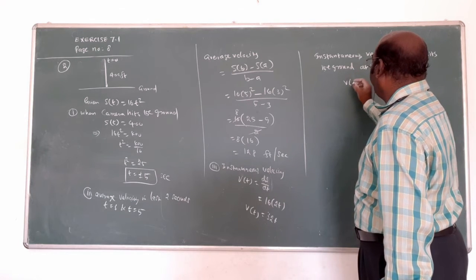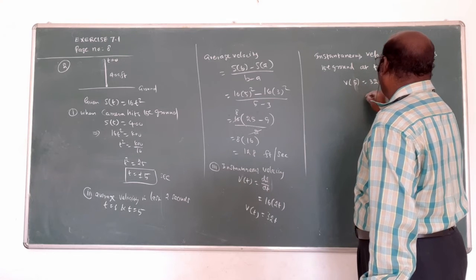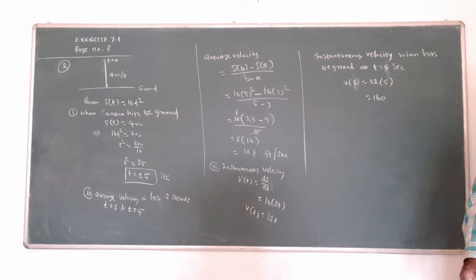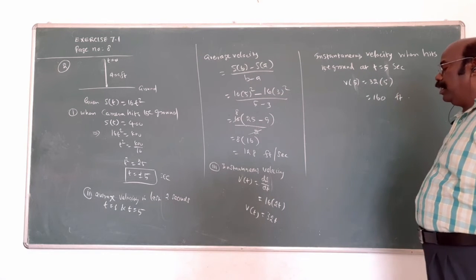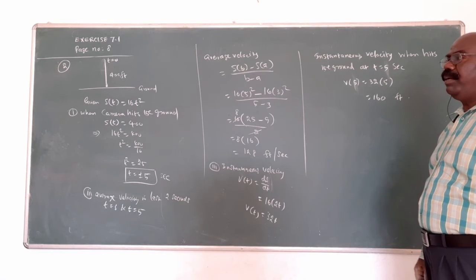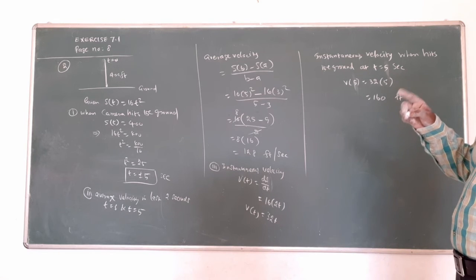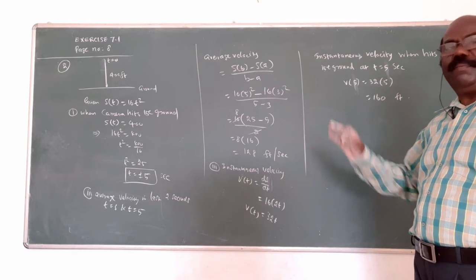V of 5 equal to 32 into 5 equal to what? 160. This is a velocity now. That's why only feet per second. That's all. Check the answer. Am I right? Very simple concept. S of t is given. When the camera hits the ground, the distance is equal to S of t, from that you will find the t.